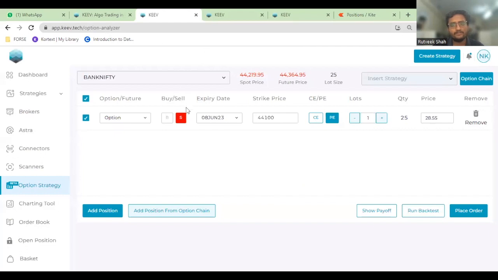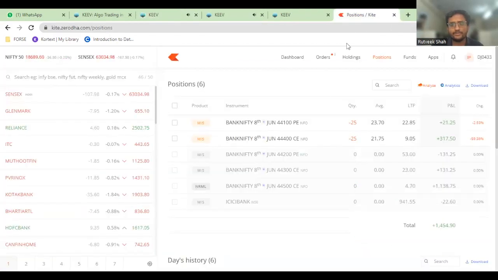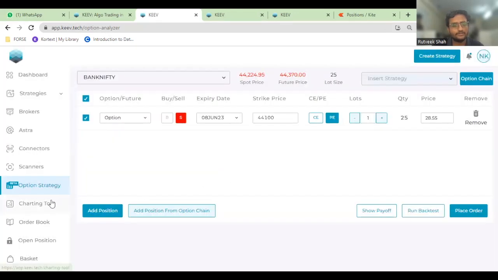And there is still some possibility of further profit here. Based on the chart, we can see that there can be some further pullback from this position. To get exposure to that, we'll sell the 44,100 put through KEEV market place order. So here we can see that the order has been deployed. 44,100 put and 44,400 call. This is the current position. And we'll keep a check on that through our charting tool here.